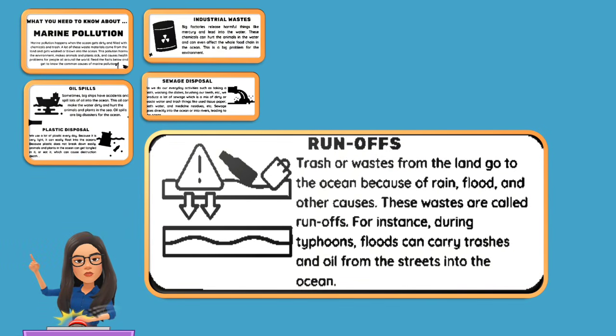Runoffs. Trash or wastes from the land go to the ocean because of rain, flood, and other causes. These wastes are called runoffs. For instance, during typhoons, floods can carry trashes and oil from the streets into the ocean.